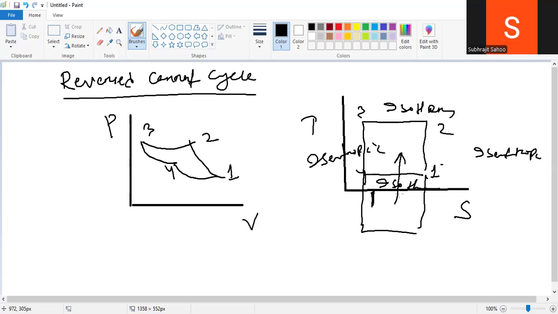Okay. So this is called Q1. Here it is Q1, and heat is rejected to the outside, Q2, and work is supplied, W. Work is supplied, W. Right?